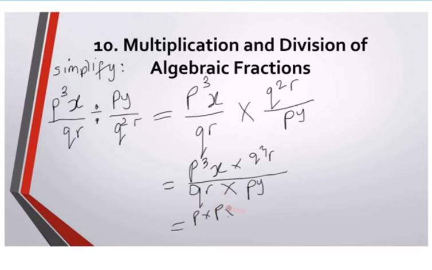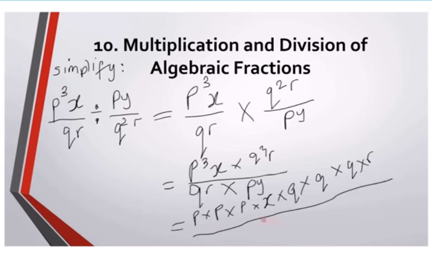What is p to the power of 3? p to the power of 3 is simply p multiplied by p multiplied by p multiplied by x multiplied by, what is q to the power of 3? q times q multiplied by q multiplied by q multiplied by r all over, what is qr? q multiplied by r will give us qr. So you see, I'm separating each term. What is going to give me py? p multiplied by y. When I do this, it's easier for me to divide.